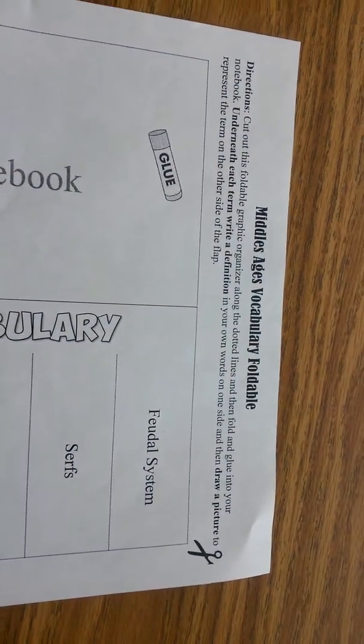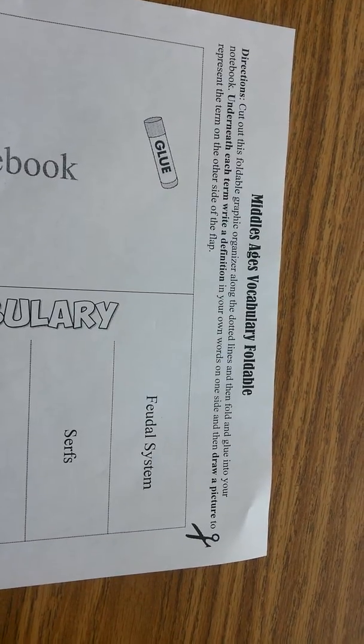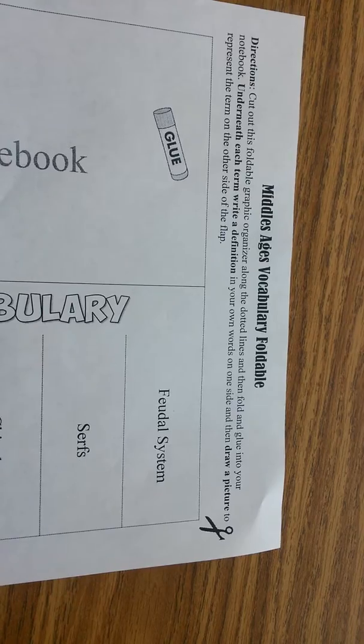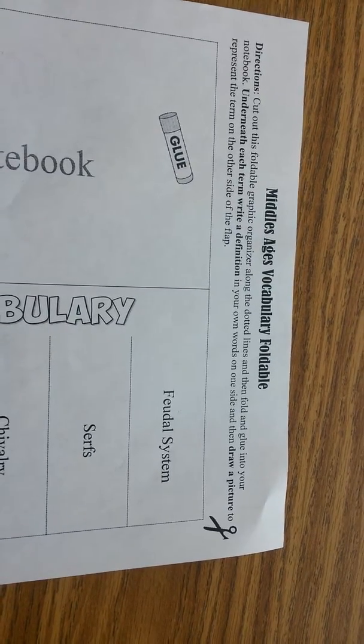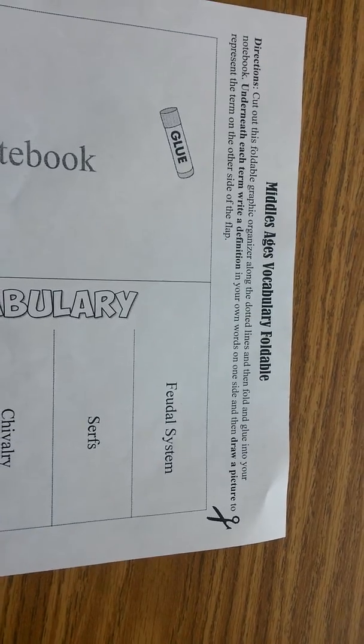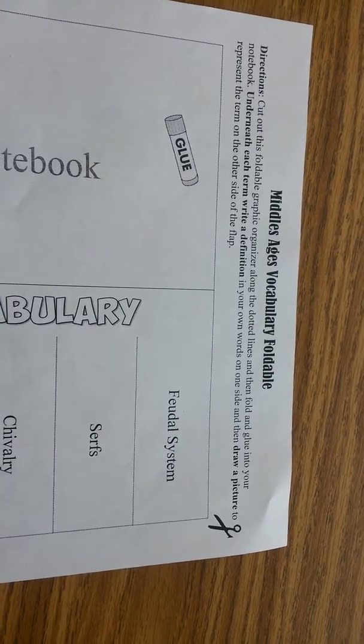Okay, so the first one is Middle Ages vocabulary, foldable. The directions are: cut out this foldable graphic organizer along the dotted lines and then fold and glue it into your notebook. Underneath each term, write a definition in your own words on one side and then draw a picture to represent the term on the other side of the flap.